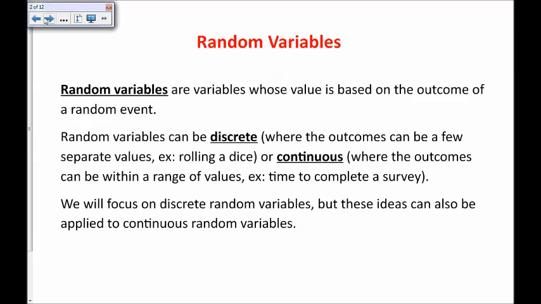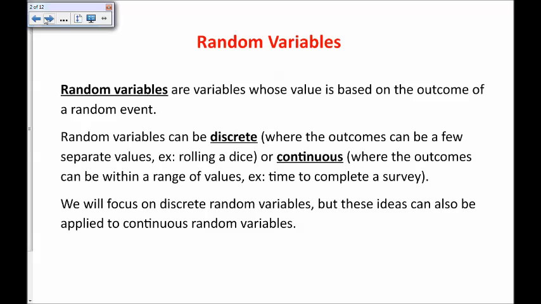First, random variables. Random variables are variables whose value is based on the outcome of a random event. And I'll give you an example in a second. Random variables can be discrete, where the outcomes can be a few separate values, like rolling a dice, you get 1, 2, 3, 4, 5, or 6. Separate values. You can't roll a dice and get 1.5 or pi.